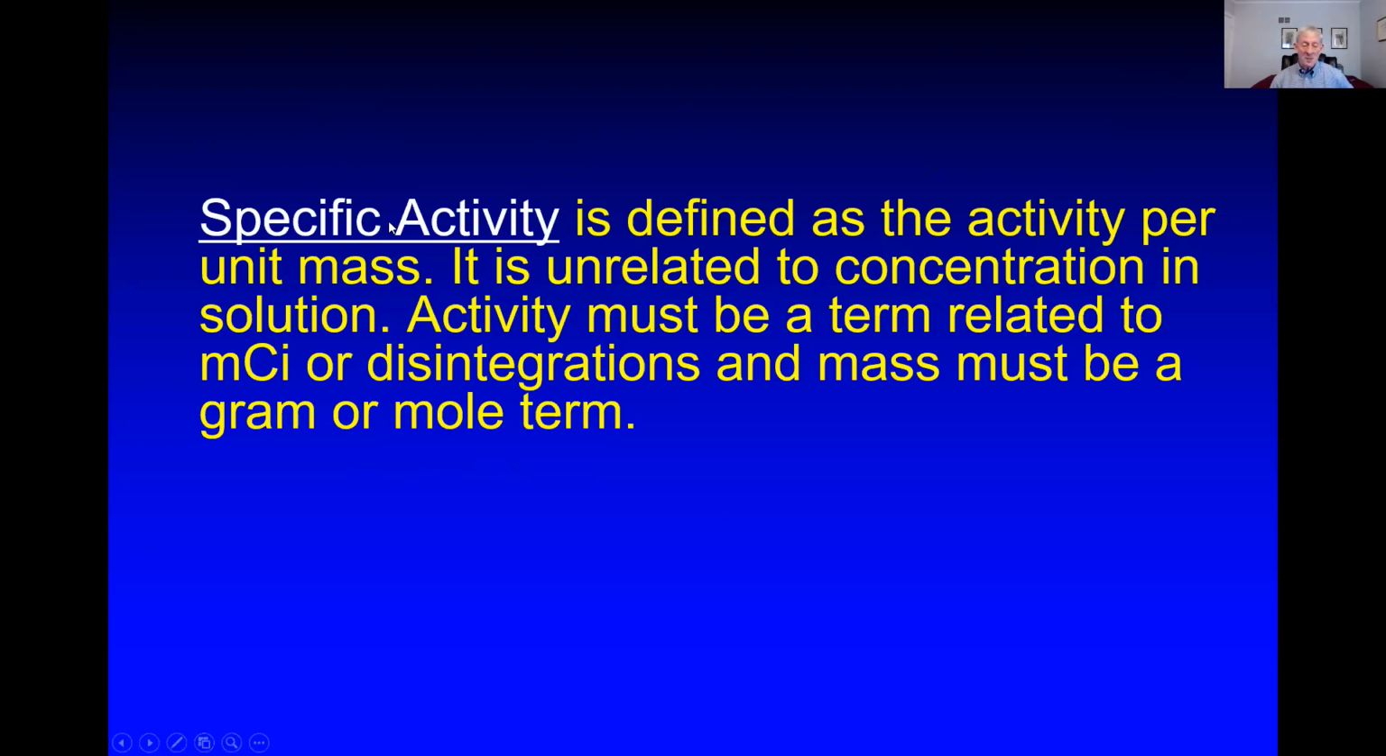So here's how we define specific activity: the activity of that nuclide per mass of that isotope. For example, the activity might be a certain number of millicuries, and the mass of the isotope might be nanograms or micrograms, or it even could be moles or grams. So we have A over M, activity over mass, and it must be in terms of either a millicurie term or disintegrations. Those two we can convert one to the other. And it has to be in a gram term like milligrams, micrograms, kilograms, or a mole term. Those of you who've had chemistry will recognize the word mole.